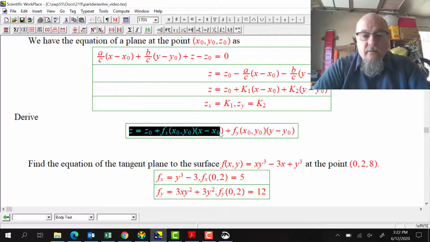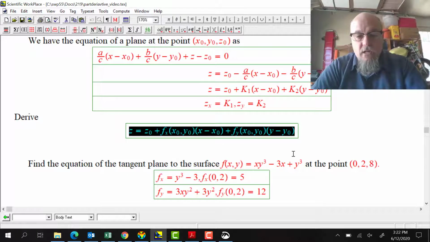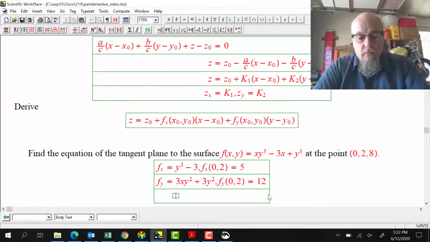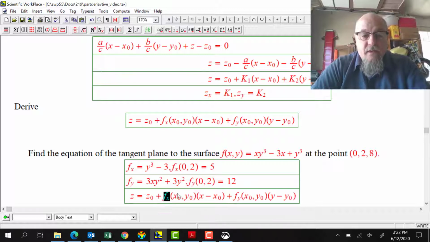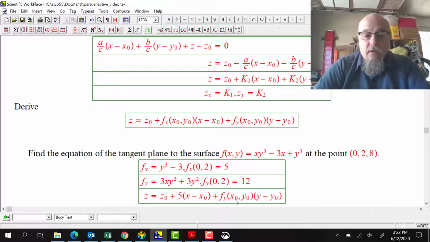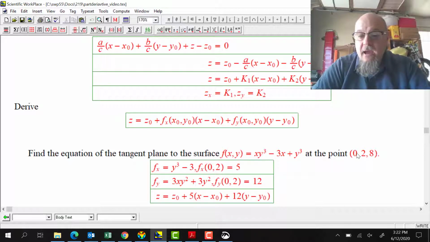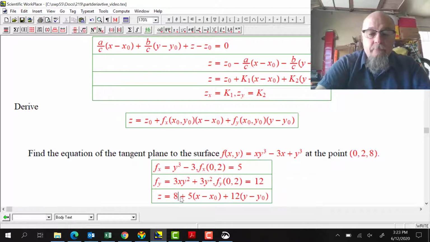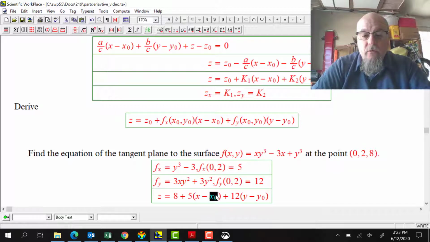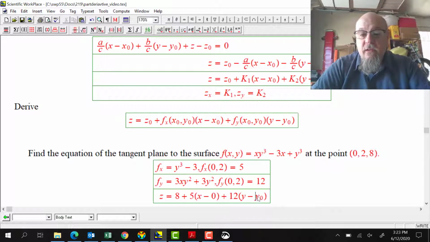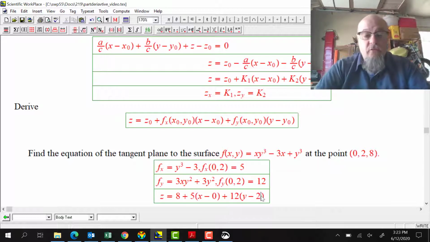So here's my equation of the tangent plane in general. I know that this number is 5. I know that this number is 12, and the x naught, y naught, z naught is 0, 2, 8. So this is 8, this is 0, and this is 2. Done. There's the equation of the tangent plane to this surface at this point. Now that looks super straightforward. Yeah, it's not too bad.